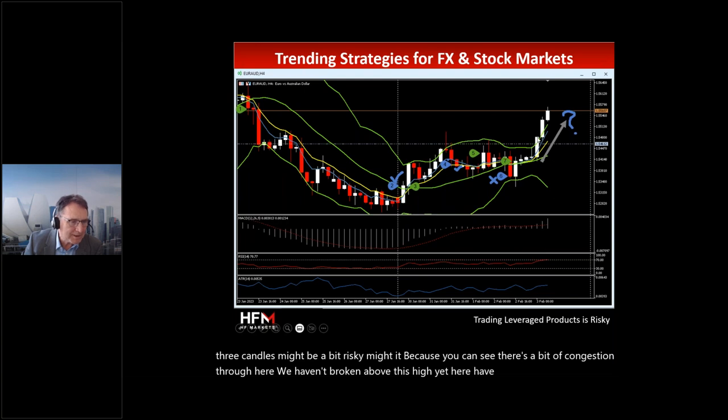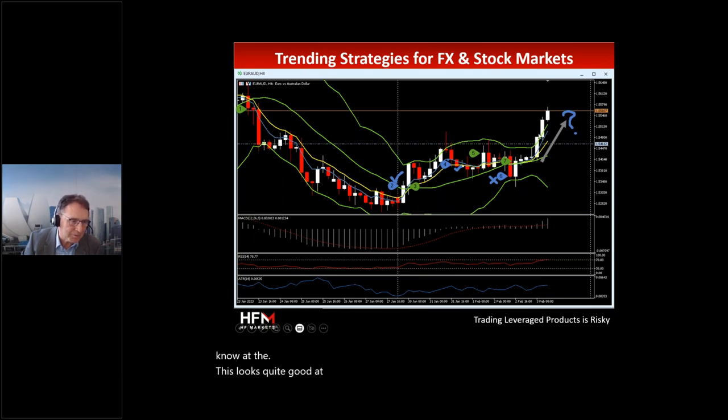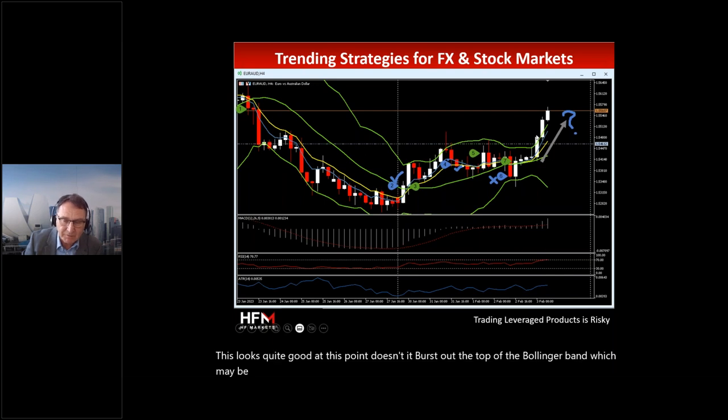By the time we get to this big candle here, we might want to bring our stop loss up to the wick of this one, or below this candle here, as the trend is moving. This looks quite good at this point, doesn't it? It's burst out the top of the Bollinger Band, which may be a sign of a pullback. But at the completion of this candle, where we got to 154.80, we don't know that those two are going to print up there, do we?